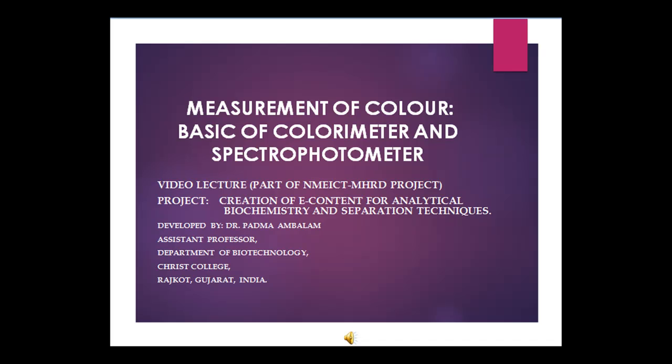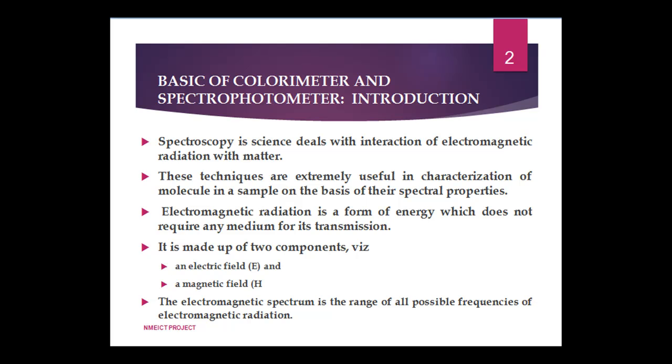Hello friends, today we'll discuss measurement of color, that is, the basics of colorimeter and spectrophotometer. Spectroscopy is a science that deals with the interaction of electromagnetic radiation with matter. Spectroscopic techniques occupy a key position in biochemical studies, and some of them are employed routinely and quite extensively. These techniques are extremely useful in the characterization of chemical compounds in a sample on the basis of their spectral properties.